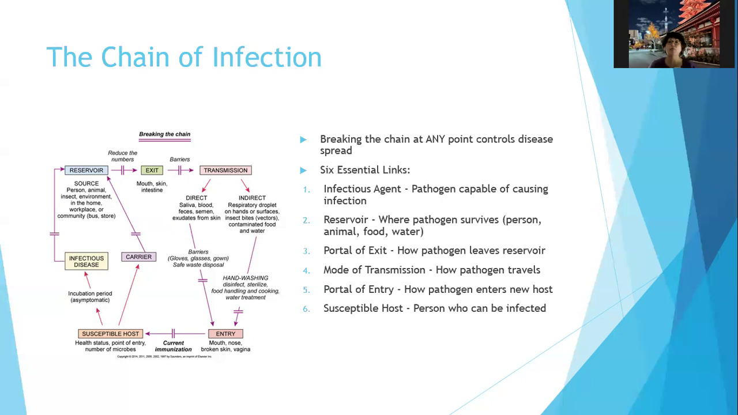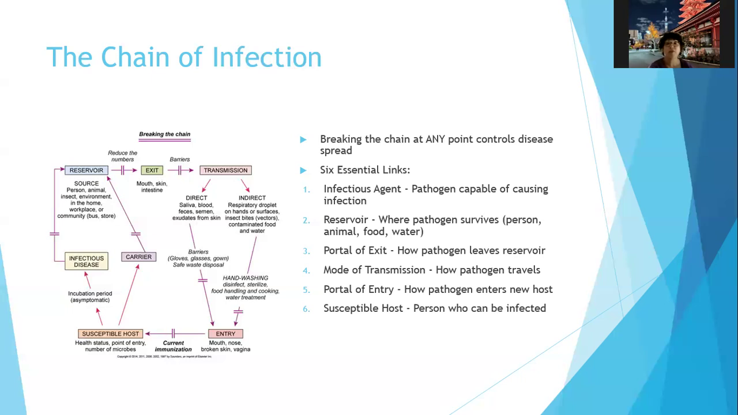A reservoir is someplace where the pathogen survives: inside a person, on an animal, in food or water, or sometimes on an inanimate object. For opportunistic pathogens, we have our normal flora, and that's our reservoir. So nice, right? And it's out there in the community. You just walk around and get bacteria on the bottom of your shoes. The portal of exit is how the pathogen leaves the reservoir.